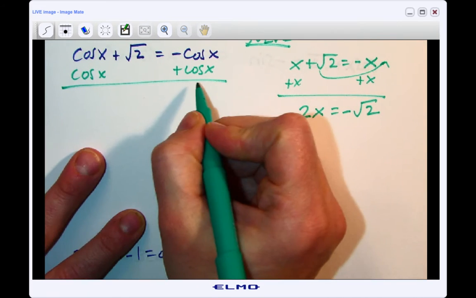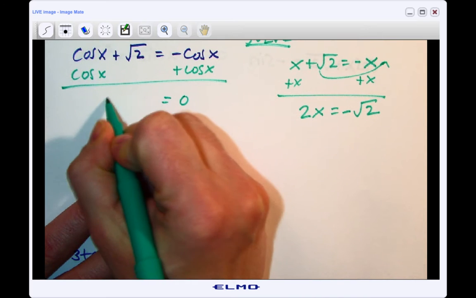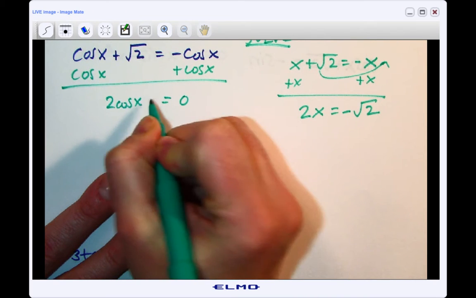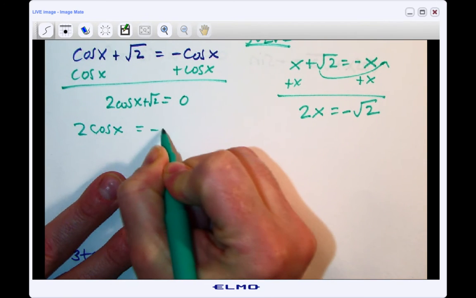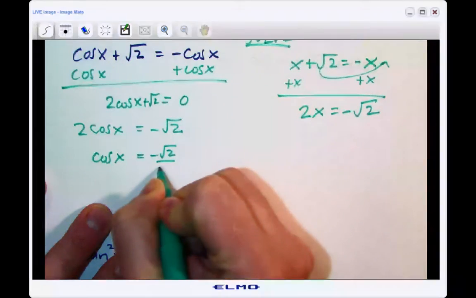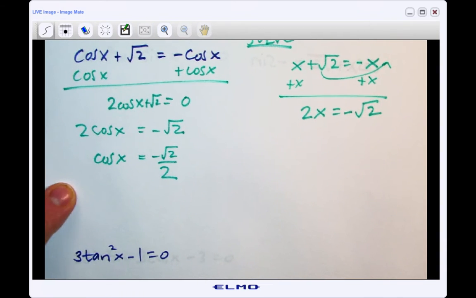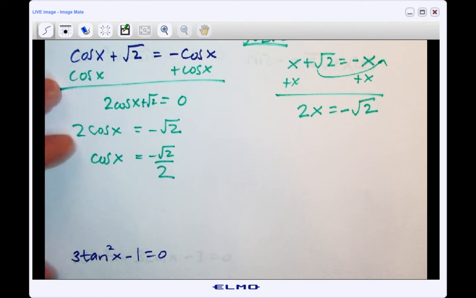So the first thing I'm going to do is add cosine to both sides. And over here we get a 0. And I get 2 cosine x plus root 2. And of course, what am I going to do? I'm going to move the root 2 over here. And then we get cosine x is equal to negative root 2 over 2. Okay, so this is not solved yet because I don't know what x is. I only know what cosine x is. And from here, I have to use my trig skills, okay?